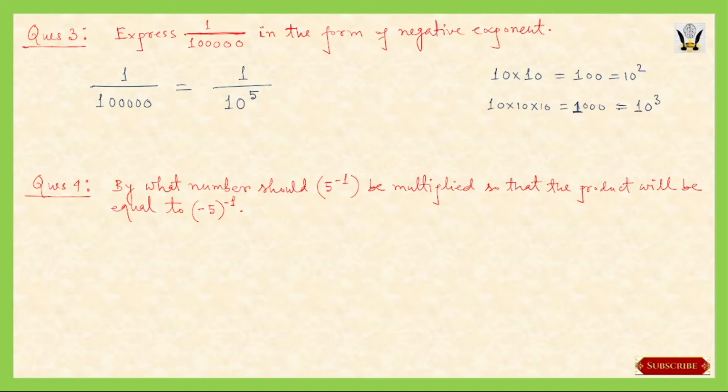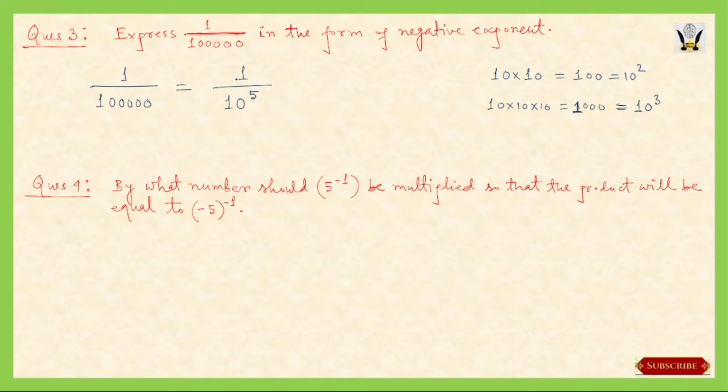As here thrice we are multiplying 10 by itself. So when we have 5 zeros, that means we can say 10 is getting multiplied by itself 5 times. So it will be expressed as 10 to the power 5. 10 is base, 5 is positive exponent.